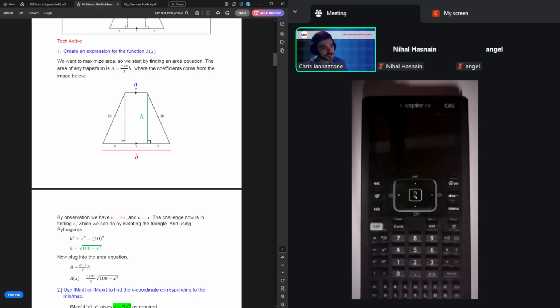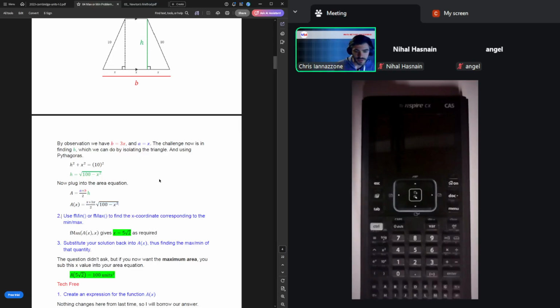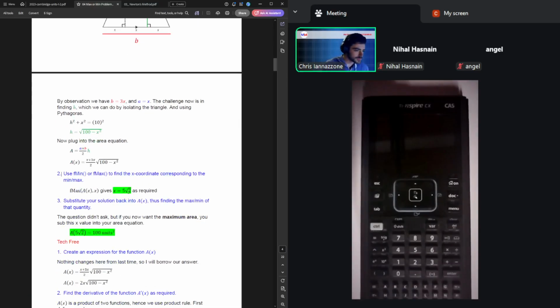There is no such thing as negative length. And so since x is a measurement, it is a length, you want to force that to only be positive. Same thing with area. So if it's tech active, or even if it's tech free, depending on how complicated the function is, you might want to give that a sketch and figure out over what domain both x and my area are positive. This function was fairly straightforward though, no need to worry about that.